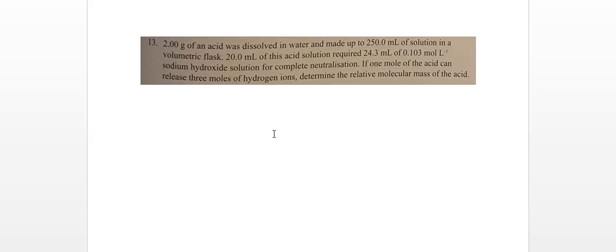Notice how we had other problems like this with indicators. We'd call the conjugate base of the acid A, and we'd write H in front of it to indicate it's an acid. This question indicates that there are 3 moles of hydrogen ions that the acid can release. So we could represent this acid as H3A. Once we do that, we can write an equation.